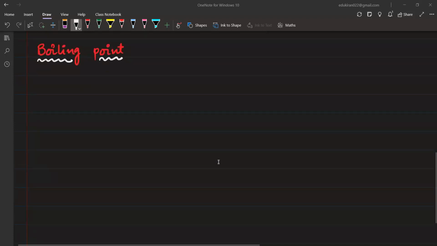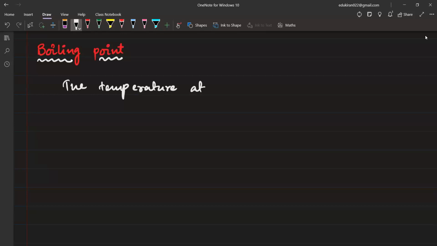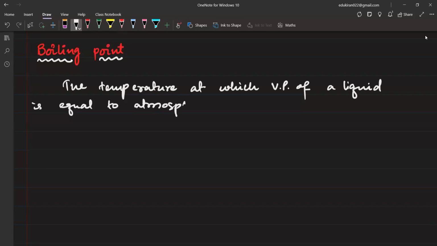Right, boiling point. The temperature at which vapor pressure of a liquid is equal to atmospheric pressure. Equal to atmospheric pressure, or in some cases you can write external pressure because that is the external pressure here.